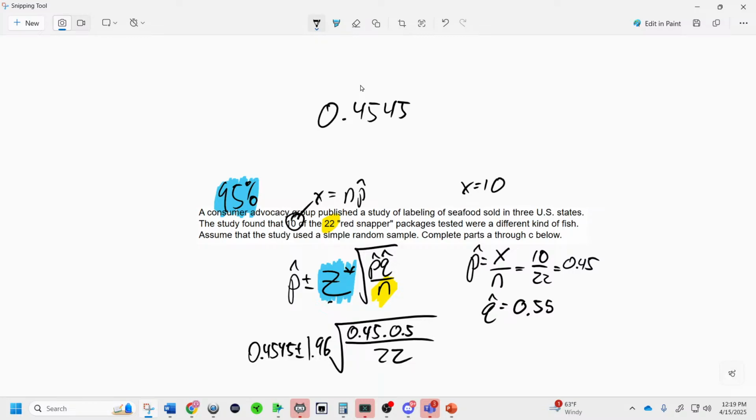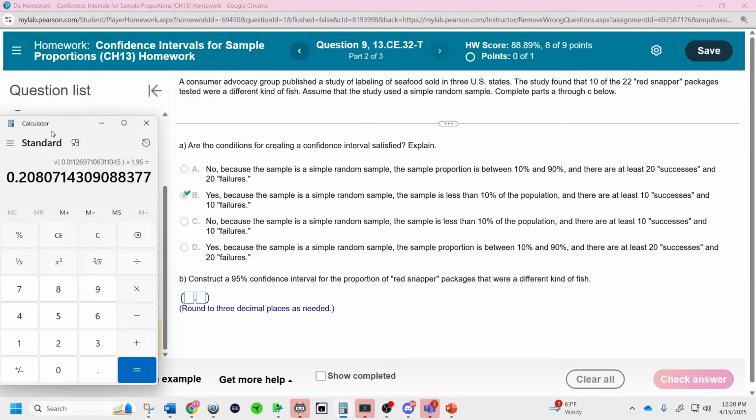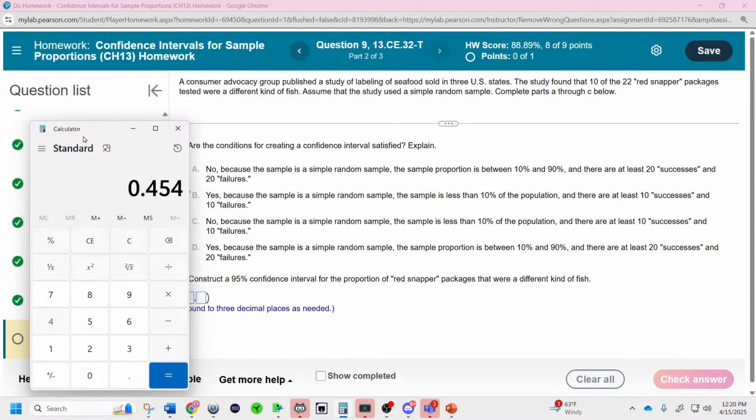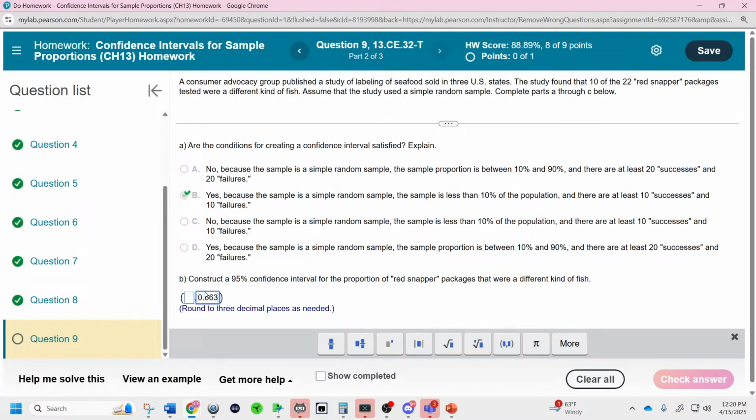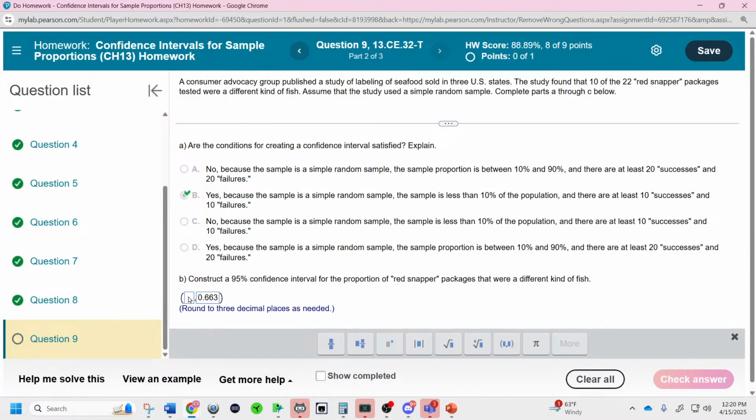0.4545. That's good. Plus or minus 0.2080. And so we just simply add and subtract that. Okay. Here we go. Back to here. And we take the number 0.454545 plus that. 0.6625, three decimals, so 0.663. And then 0.4545 minus that, 0.246. There we go. Should do it.